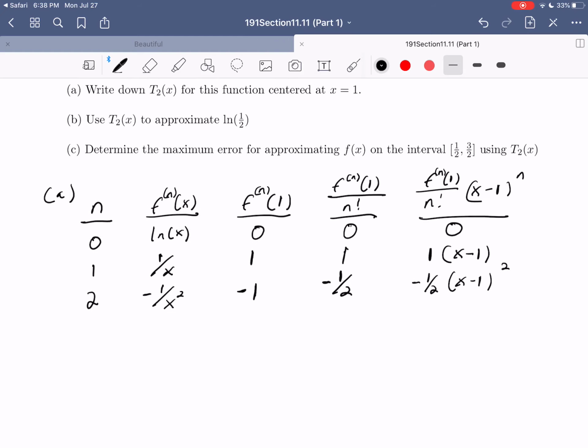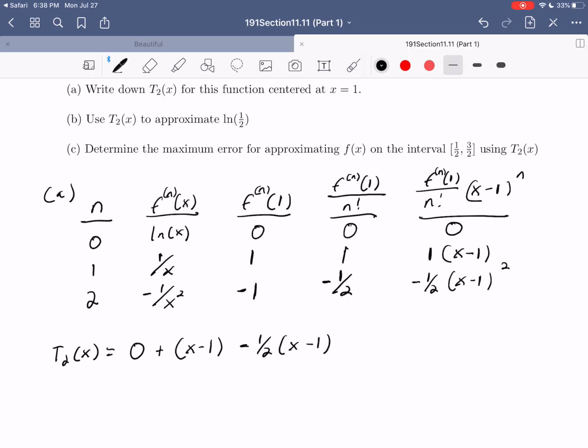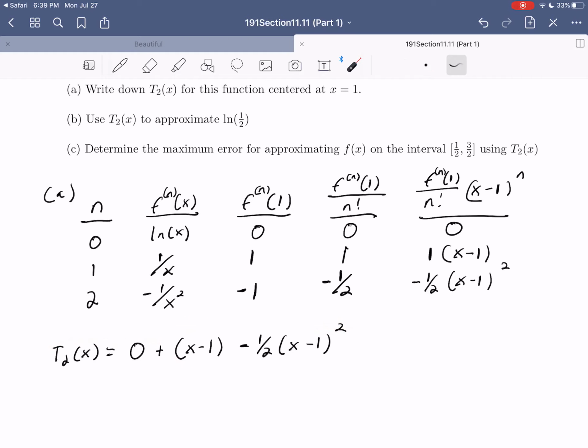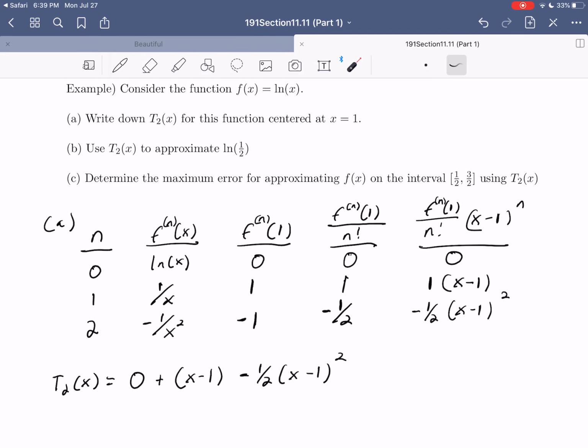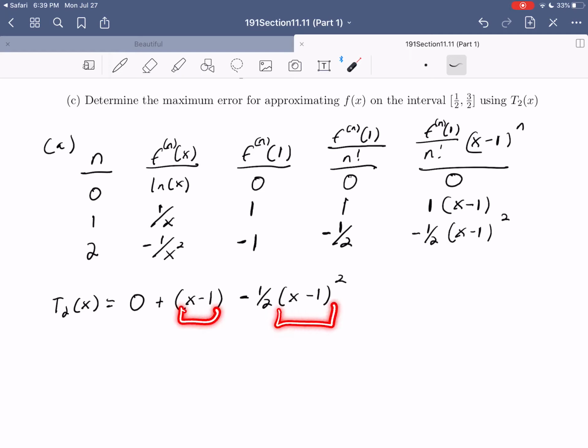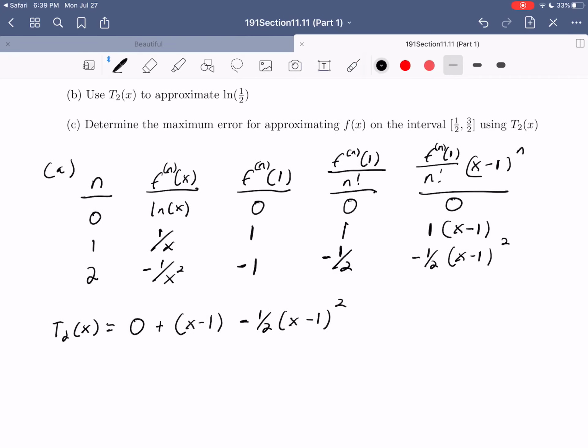So what we can then say is that T2 of x is equal to 0 plus x minus 1 minus 1/2 times x minus 1 squared. Whenever you're writing out Taylor polynomials, just leave it like this. Don't expand anything out, because we want to see the center that we were using. Remember, we specifically did this centered at x equals 1. So you want to make sure it actually shows the center you were using. Don't simplify this at all. Just leave it as is. So there's T2.